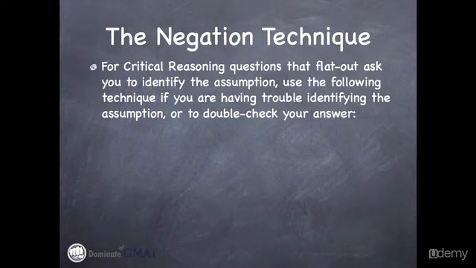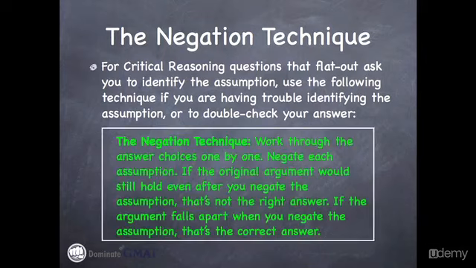Or if you're having trouble finding the assumption, just use it to double check your answer. The negation technique says that you work through the answer choices one by one and you negate each assumption. Let's imagine we're the opposite. If the original argument would still hold, even if you negate the assumption, then that is not the right answer. If the argument falls apart, however, when you negate it, then that must be the answer, right? Because if the assumption is correct and then we negate it, the whole argument should fall apart. And so that's what we're looking for.